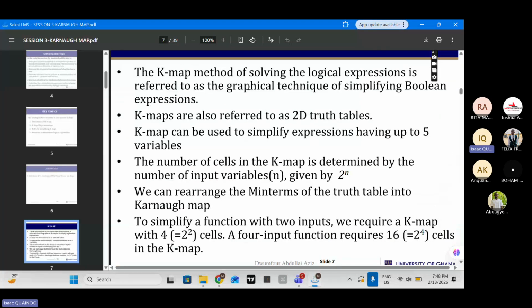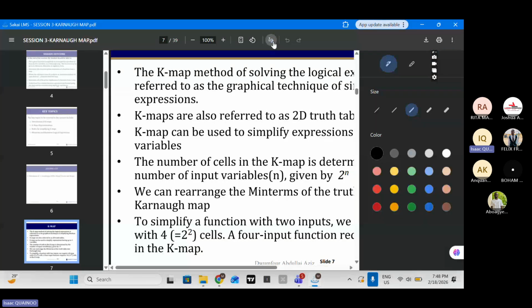K-maps are also referred to as 2D truth table representations. Hence, they can only be used to simplify Boolean expressions which have up to 5 variables. Anything beyond that, K-maps cannot be used to simplify. The number of cells that our K-map can take is denoted by 2 raised to the power n, where n refers to the number of variables in that particular K-map.